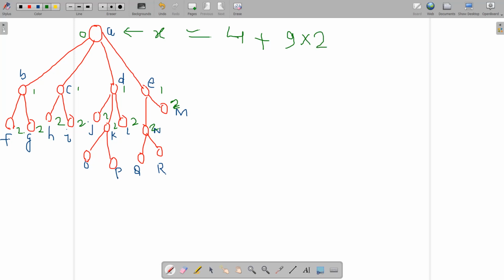Okay, and for the rest of the nodes, all are at depth equal to 3. So there are 4 nodes with depth equal to 3. I think the value is coming out to be 34. Yeah, 18 plus 16, 34.